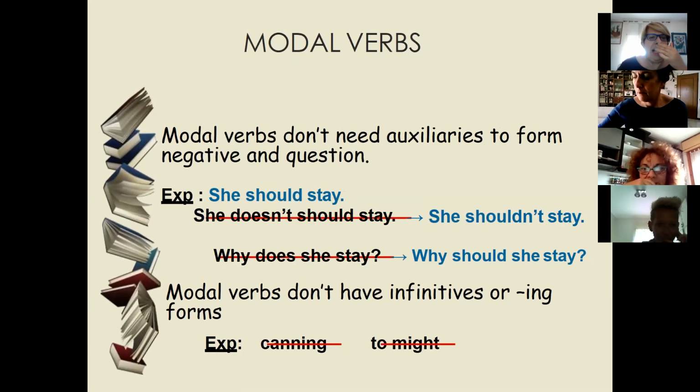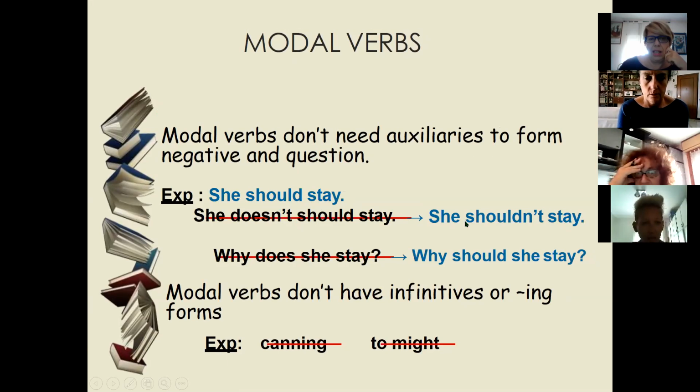And what else, Baila? Modal verbs don't need auxiliaries to form negatives and questions. Of course. Example: she should stay. Negative? She shouldn't stay, not we don't use that. Question: why should she stay? If we have should. Why does she stay is a different way of expressing that, completely different.